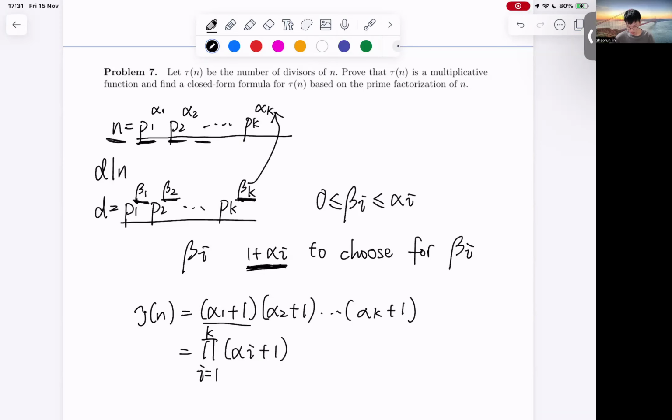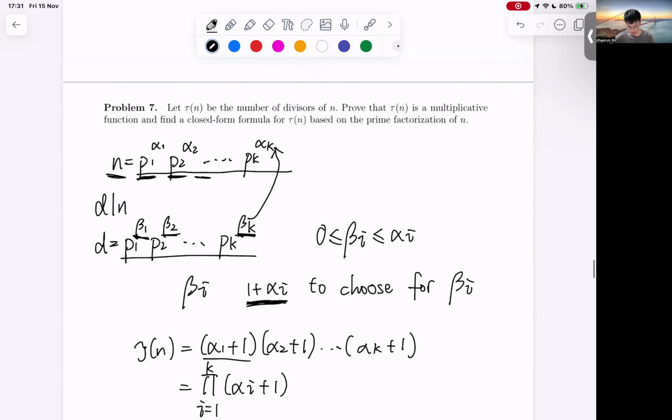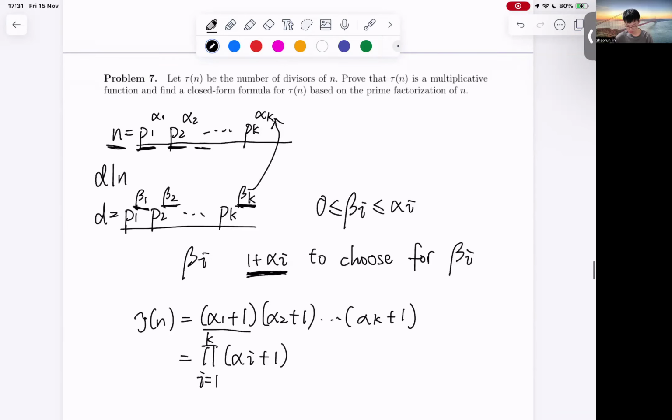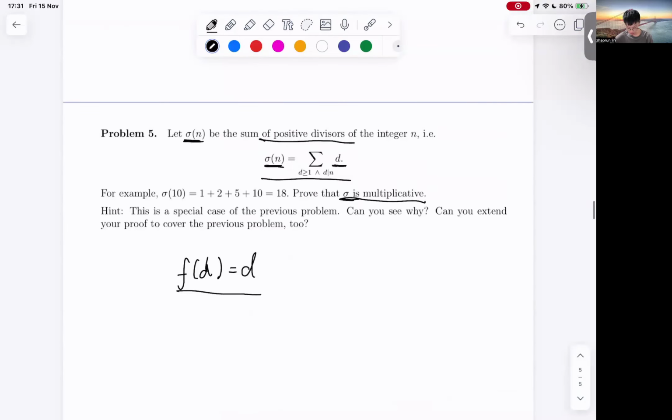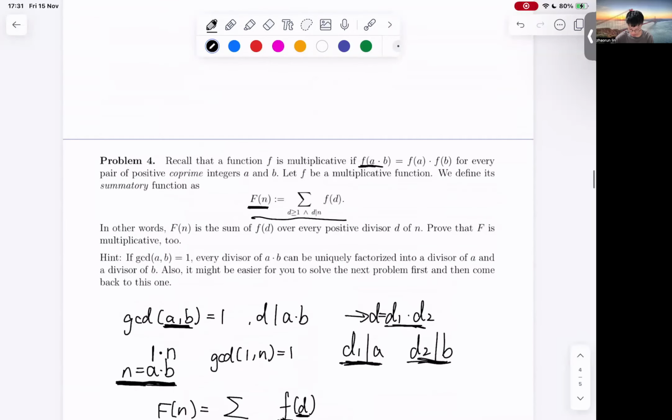And we have to prove that tau is multiplicative. We just need to use the result from problem 5. Since from problem 5, we know that, no, not problem 5, problem 4. From problem 4, we know that if this function f is multiplicative, then its symmetry function is also multiplicative.